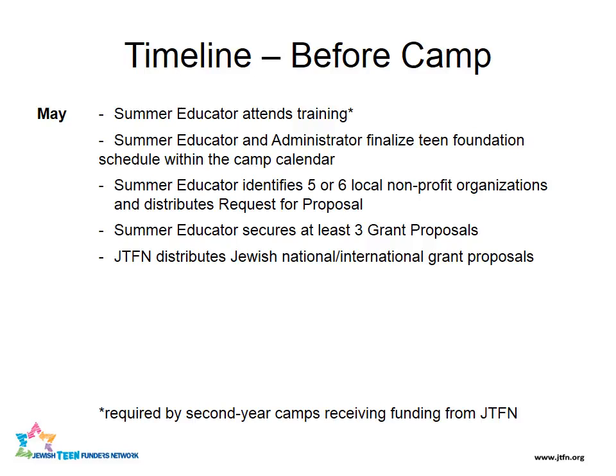You'll notice that some of the bullets have asterisks. Several of our camps on this call are receiving funding from JTFN to do this program. I believe all camps except Camp Shy are receiving micro grants from JTFN. So for those camps, these are the required elements. So I guess that's everybody but Camp Shy.